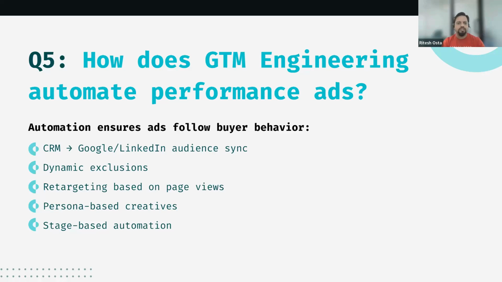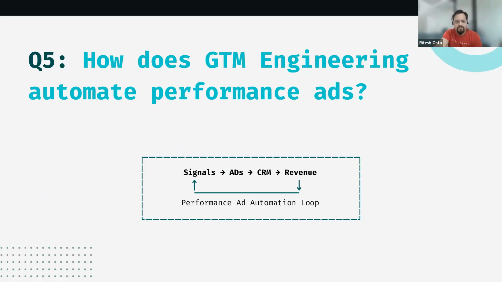So the use cases are many. These are just some normal everyday use cases that we are coming across when we are working, but we can keep coming up with more and more use cases in the coming days. So yes, GTM engineering is automating performance ads. We are heavily working on this, and there are new tools and technologies coming up. We are also building our own solutions around that, so we'll keep you updated. Signals, ads, CRM, revenue. That is the automation loop when it comes to ads.